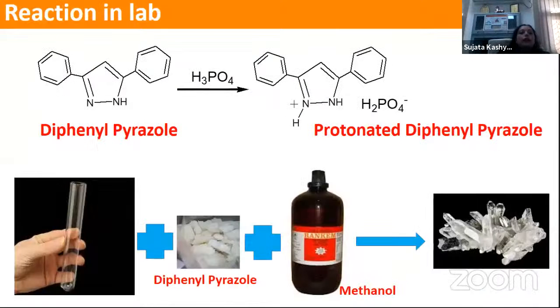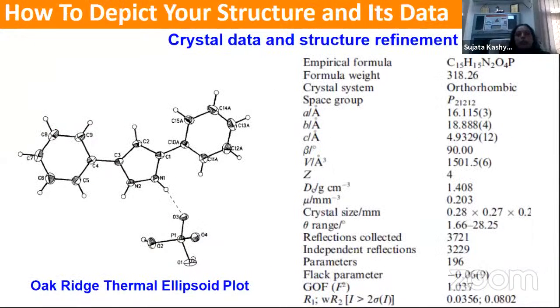For example, I have taken a simple example, where we have one pyrazole. This is 3,5-diphenylpyrazole. When it reacts with phosphoric acid, one of the protons gets transferred to the lone pair of this nitrogen and it gets protonated, and in the vicinity the dihydrogen phosphate is present. Simple. We take the compound, add methanol, add phosphoric acid, do the reaction, and we end up with a beautiful crystal. Then we did the data collection and we found this type of data.